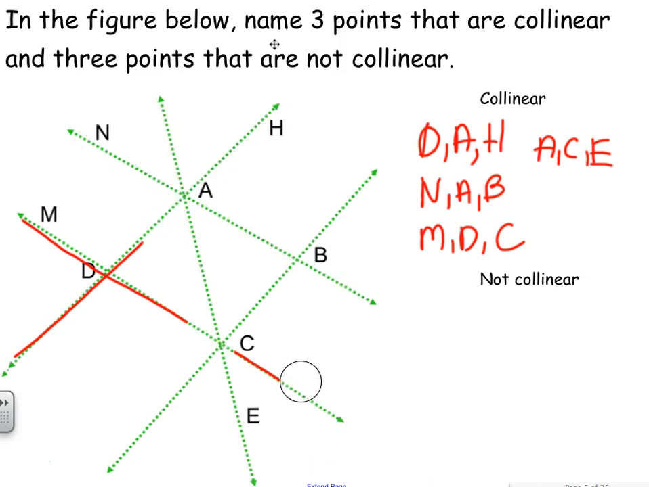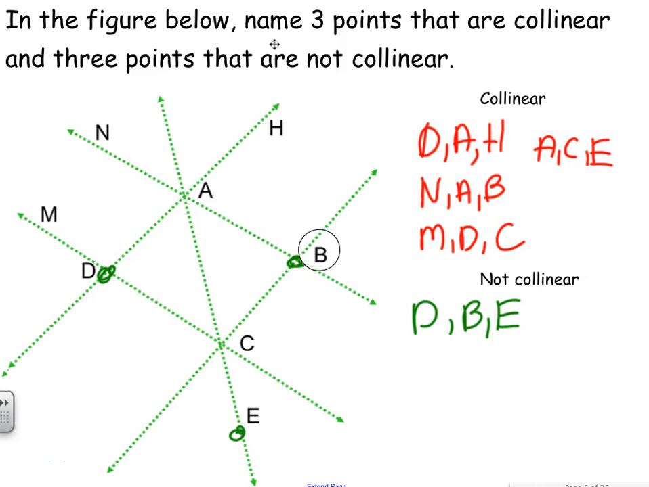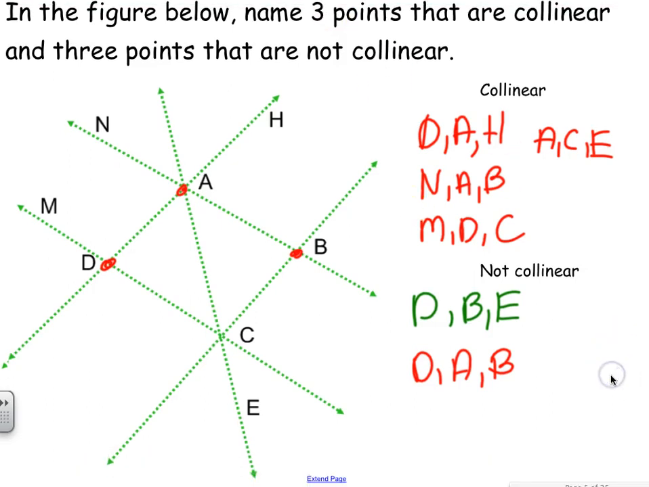Now, when you look at not collinear, I don't want them to be on the same line. So you could go super out there and say D, B, and E, because they are nowhere near each other, and they're all a part of separate lines. Or you could say 2 points that are on the same line and 1 point that's not. So for example, D and A are on the same line, then you could jump over here to B. Let's do the dab. All right, stand up and do the dab. Okay. So when you're naming non-collinear points, just give me 3 points that are not in the same line. 2 of them can be, but 1 of them cannot be.